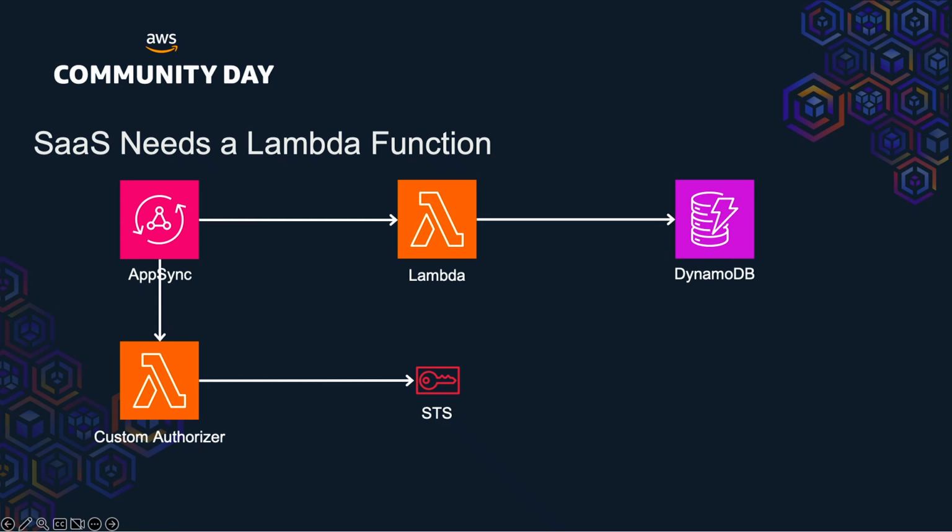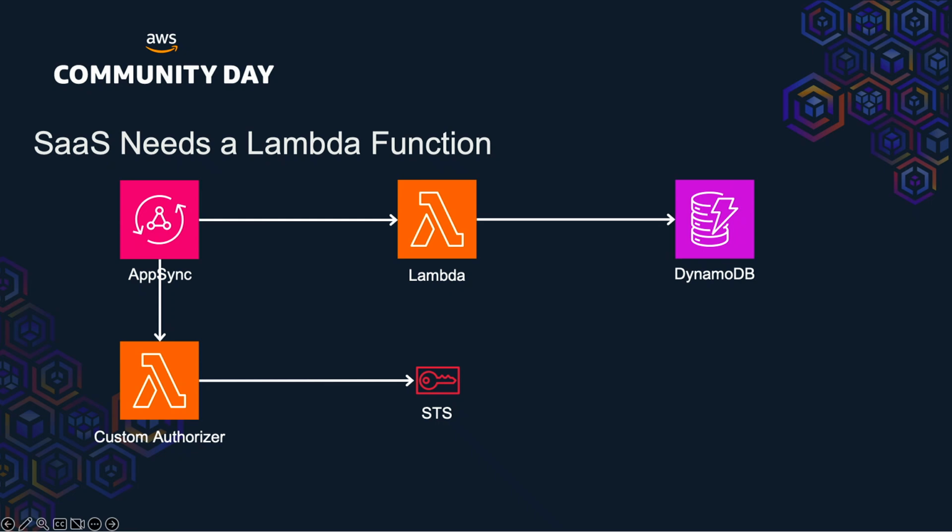We'll have AppSync with a custom authorizer in front of it. A custom authorizer is just every time the request comes in, it hits this from an authorization perspective, and you can do some caching here. We do some basic information where we validate the user. But we're also going to call into STS, the Security Token Service, to get some temporary credentials. And those temporary credentials are scoped down to only be able to access that particular tenant's data.